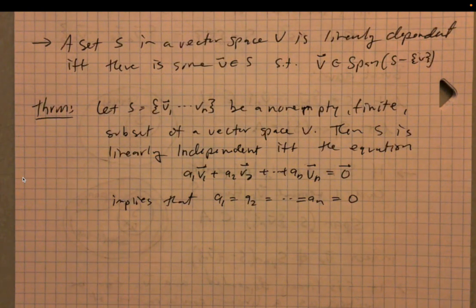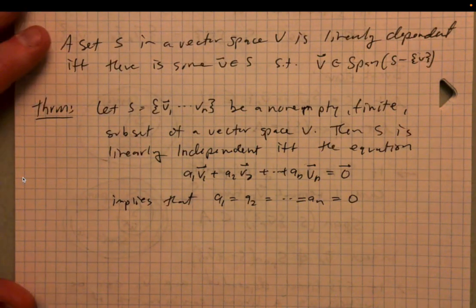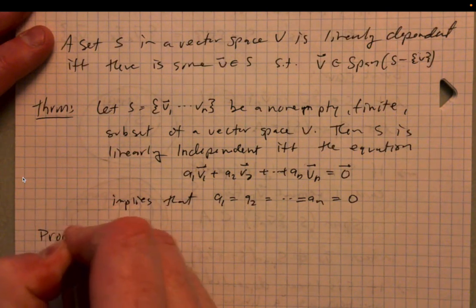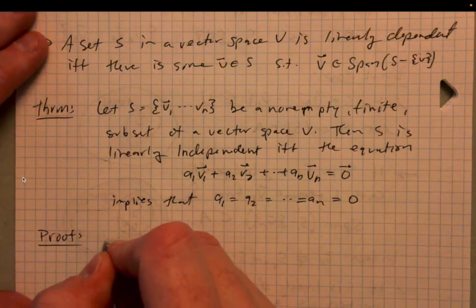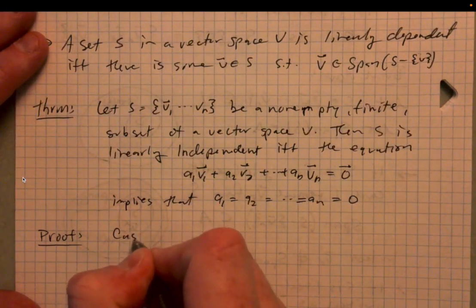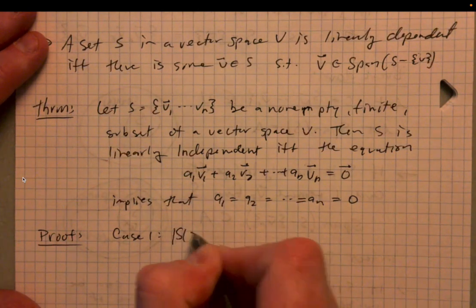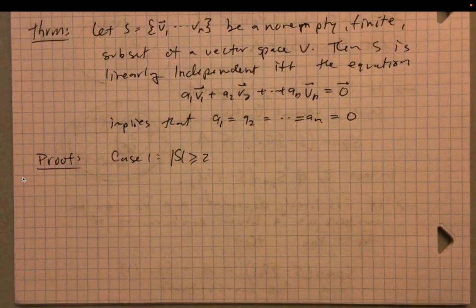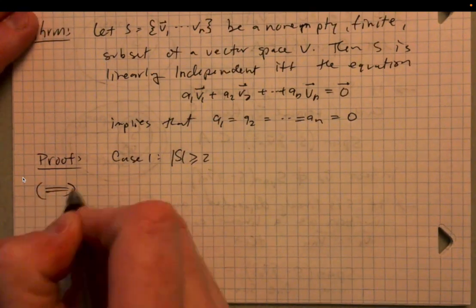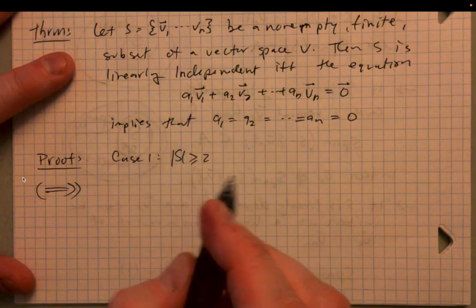We're going to prove this theorem because it's an important one, and also it's not too tricky. I think it's pretty straightforward, actually. So let's go ahead and prove it. We'll start with case 1, where the size of S is greater than or equal to 2, so there are at least 2 vectors in the subset. We'll go this direction: we'll assume S is linearly dependent.